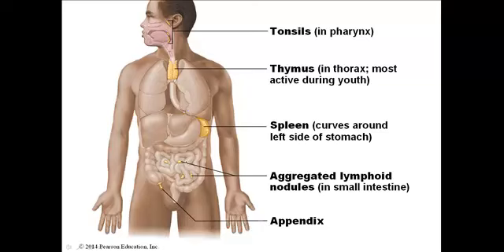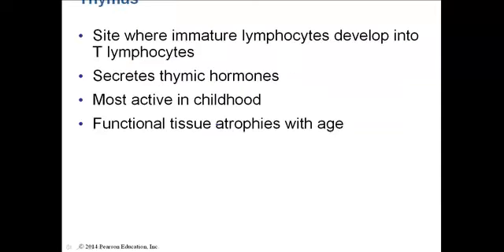These used to be called Peyer's patches, now they're aggregated lymphoid nodules. Here's the appendix. They stand like sentries, and they're where they will be subjected to these pathogens. Okay, the thymus. This is where the immature lymphocytes develop into T lymphocytes as a youngster.